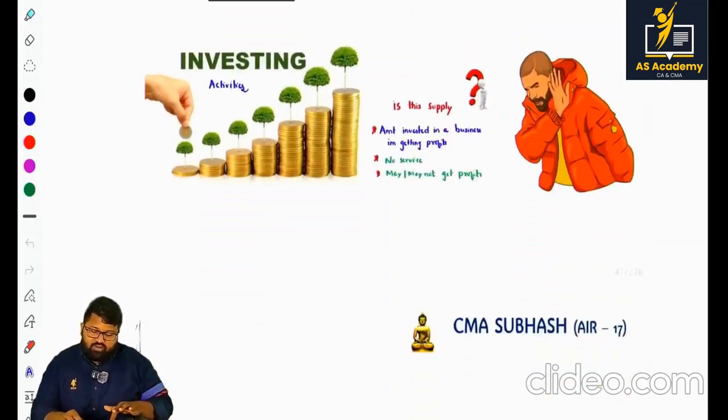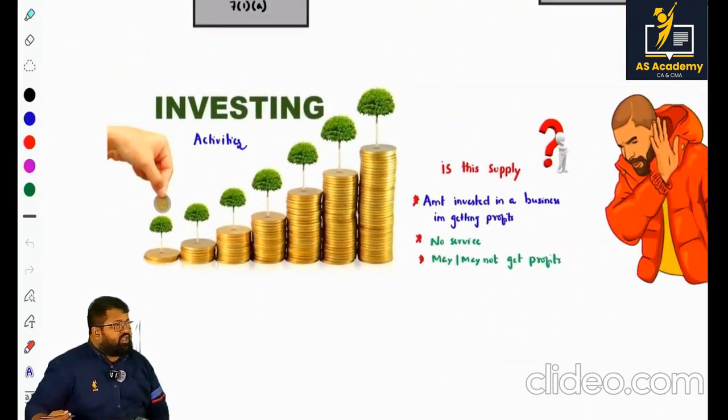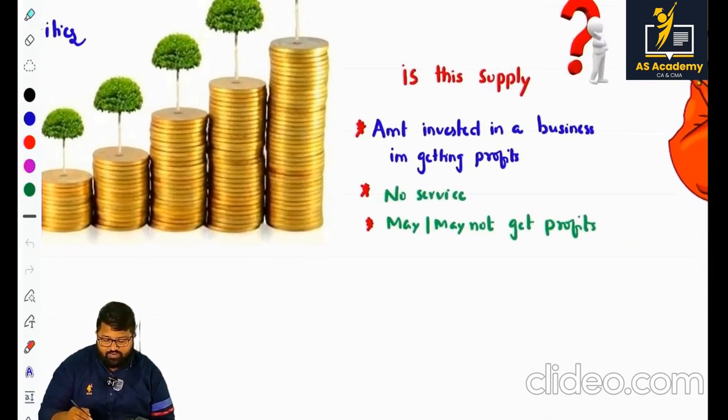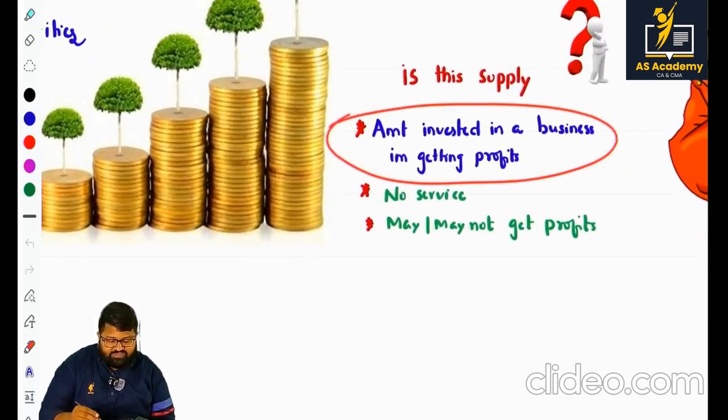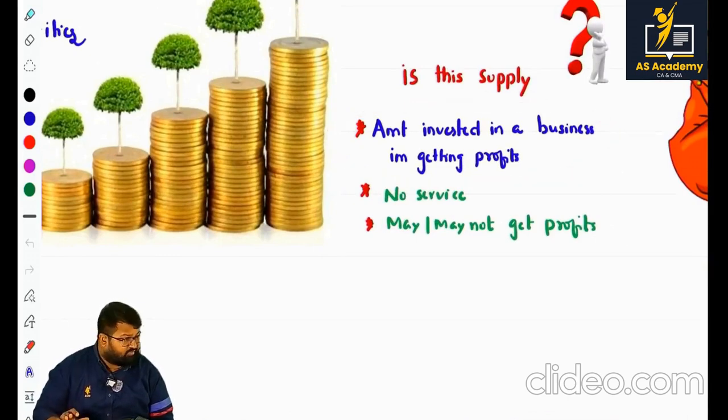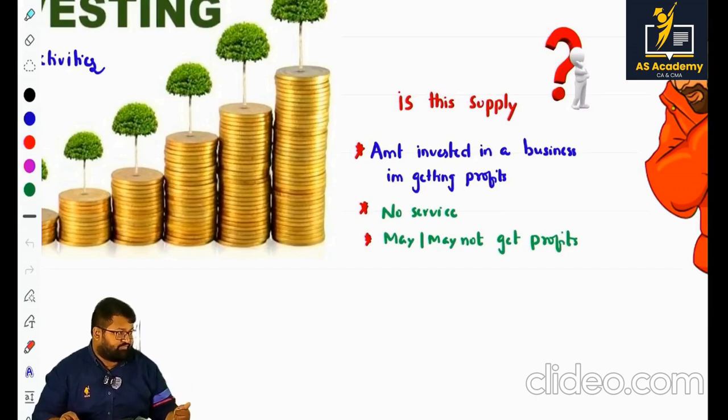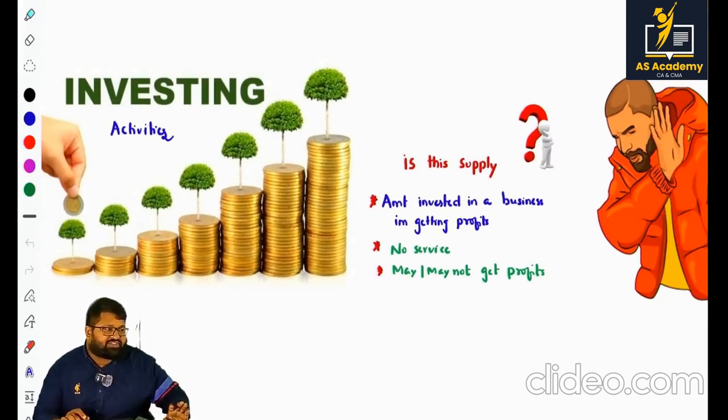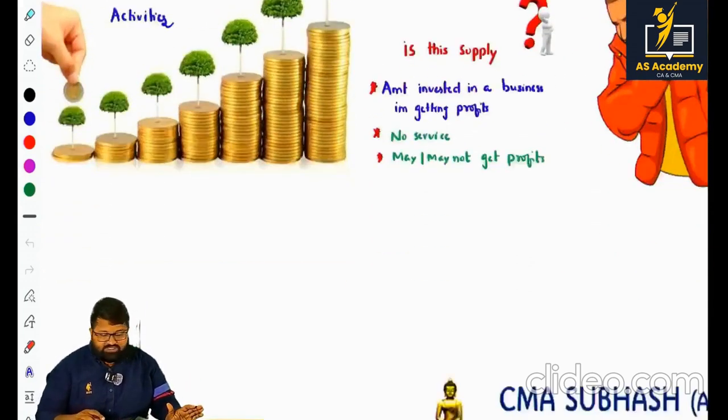This is the summary part. And what is this one? Investment activities. Is it a supply? No. Why not? What is the reason? There is no service. The amount is fixed in a business. You may get a profit, you may not get a profit, because the consideration is not certain. As it is uncertain, investment activities will not be covered in a supply.